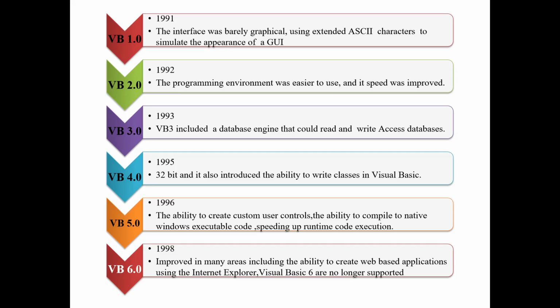Now we see about the evolution of VB. In VB 1.0, the interface was barely graphical, using extended ASCII characters to simulate the appearance of a GUI. In 1992, the programming environment was easy to use and its speed was improved. In 1993, VB3 included a data engine. In 1995, it became 32-bit and introduced the ability to write classes in VB. In 1996, version 5.0 was introduced. In 1998, version 6.0 was introduced.